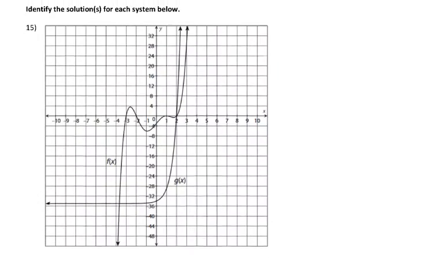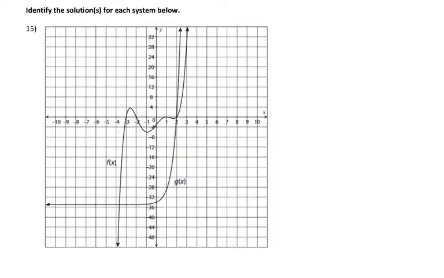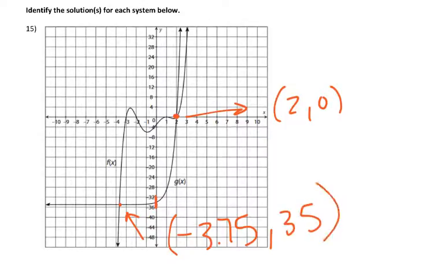Alright, now identifying the solutions for each system below. So where do they intersect? They intersect here and here. So that one's easy. The point is (2, 0). This one's a little tougher because we're going to have to guess at it. It's not quite halfway, so maybe we'd go negative 3.75 maybe. And then it's not quite to 36, but we're counting by 4s here, so we could probably call that 35. Something like that. You just find where they intersect. What's that point? Those are your solutions.